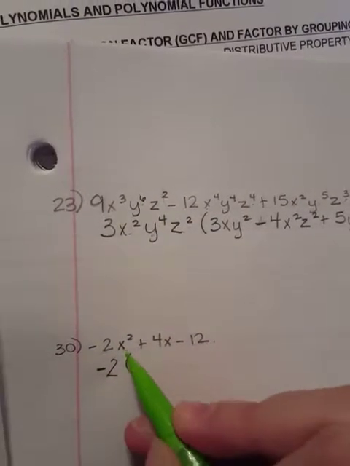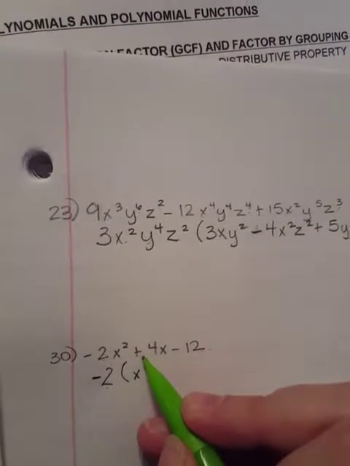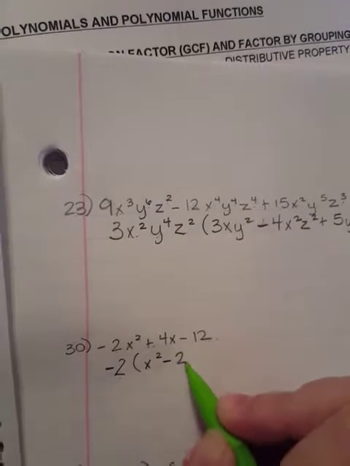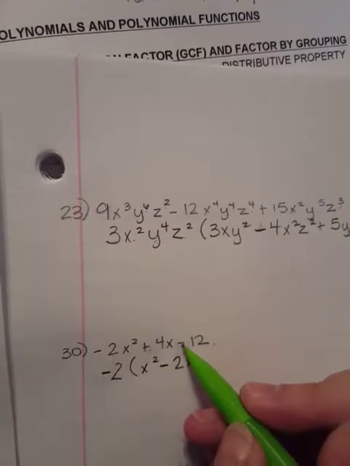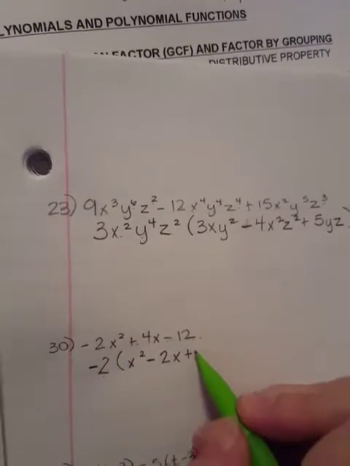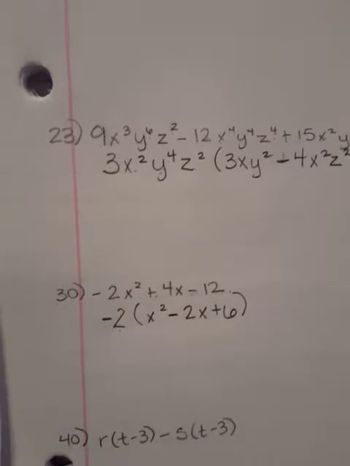Now it looks like we have our x squared, because the negative 2 is already out. This needs to be a positive, so we're going to do a minus 2x. And this needs to be a minus, so we're going to add it. 6. And that is our factored number.